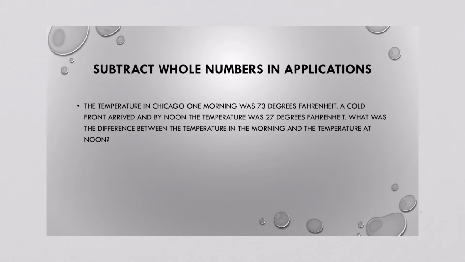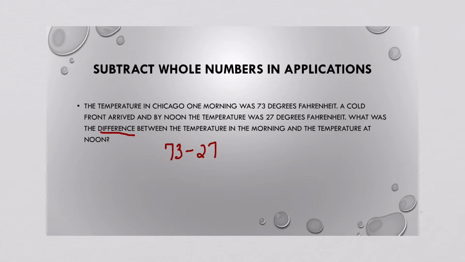With this problem right here, the temperature in Chicago one morning was 73 degrees Fahrenheit. A cold front arrived, and by noon the temperature was 27 degrees Fahrenheit. What was the difference between the temperature in the morning and the temperature at noon? So notice we use the word difference here. Difference means subtract. So you would do 73 minus 27.